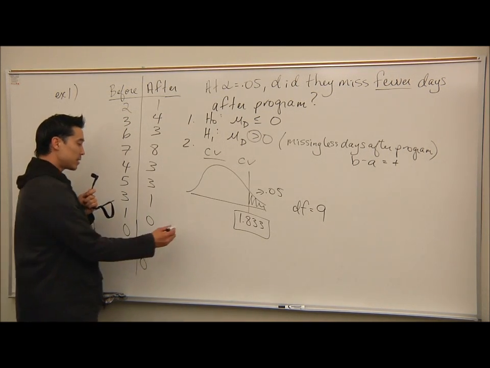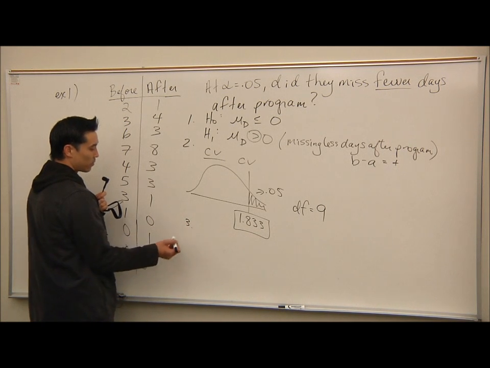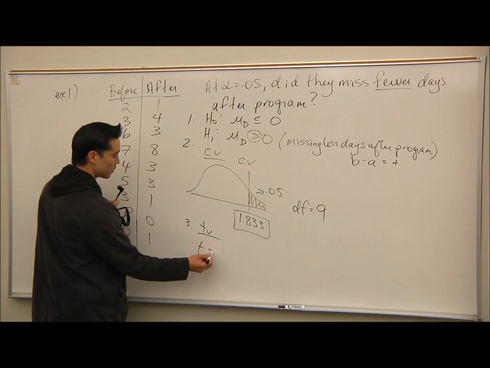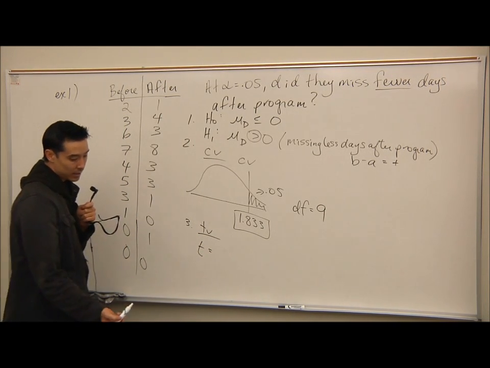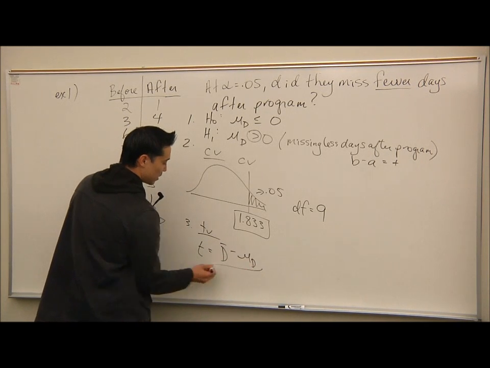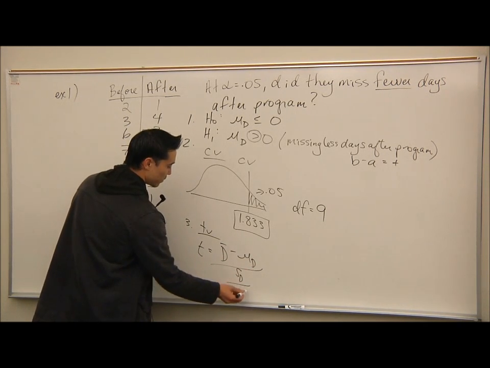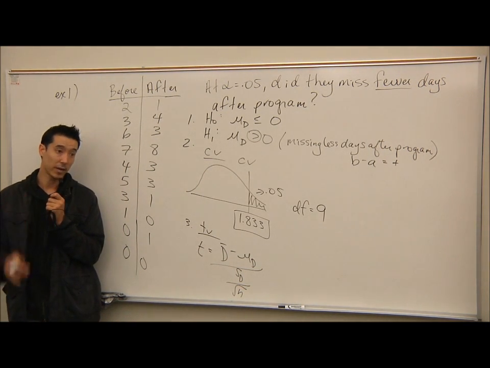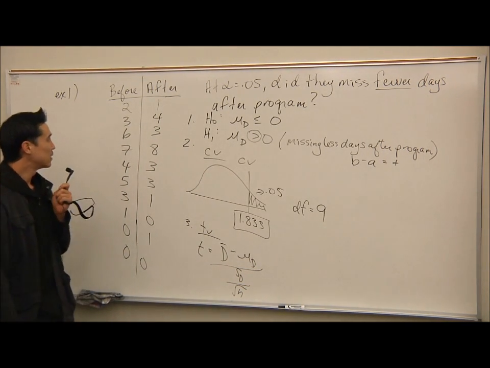Okay, before I jump into step 3, I got some things I have to do, right? So this is my test value. And again, this is t equals d bar minus mu sub d divided by s sub d divided by square root of n. That one we have some work to do because we have to figure out d bar and we have to figure out s sub d. Okay?